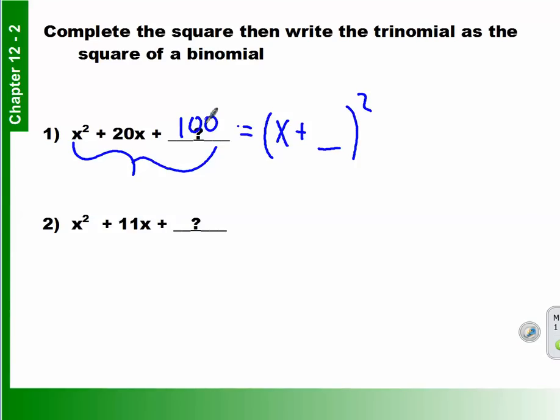Okay, so 10 times 10 is 100. 10 plus 10 is 20. Well, is there a way to get that 100 from what we have here? And the answer is yes.